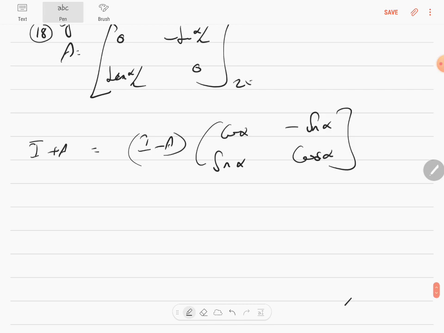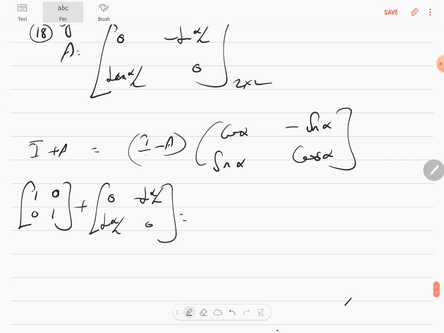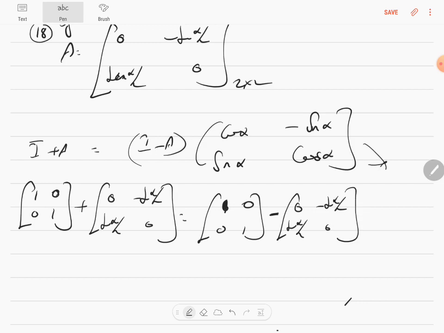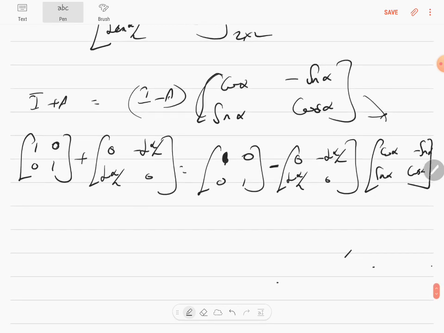You know I, this is a 2 by 2 matrix, and the identity matrix of order 2 by 2 is [1, 0; 0, 1]. Plus A, right? [0, minus tan alpha by 2; tan alpha by 2, 0]. You have to prove this to be equal to I minus A, which means [1, 0; 0, 1] subtracted by A, which is [0, minus tan alpha by 2; tan alpha by 2, 0], into this matrix, [cos alpha, minus sin alpha; sin alpha, cos alpha]. Just write it. Now you have to prove LHS equal to RHS.